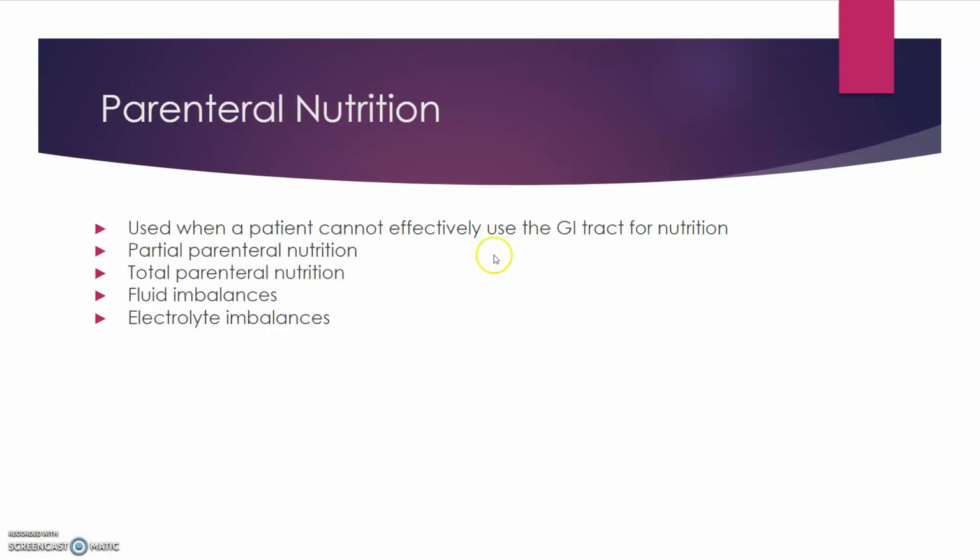Parenteral nutrition, so when they can't use the GI tract, then we start using the IV fluids. And so we can do partial or total parenteral nutrition. This is commonly called TPN and lipids. And it's used to treat fluid imbalances, electrolyte imbalances, and for maintenance.